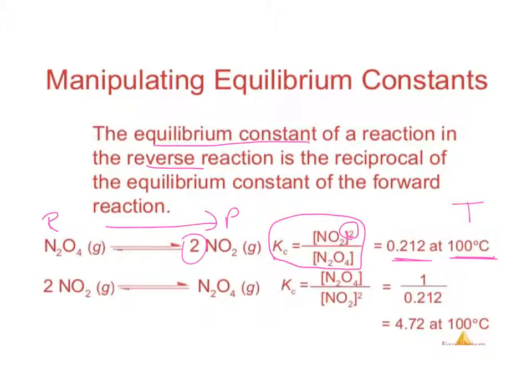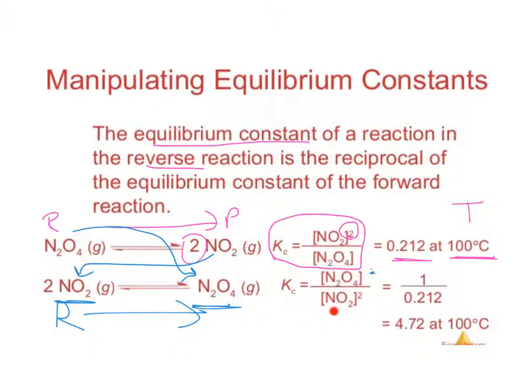If we look at the reverse reaction, these are reactants now. We're going backwards. This becomes our products. So we're going this way. Then our equilibrium constant expression is written as the concentration of N2O4 on top, because that's our product now, over our reactant, NO2 to the second power. So this is now in the denominator. So we flipped this expression.